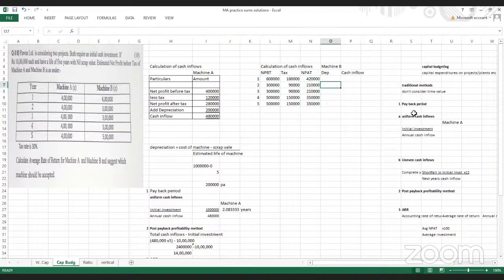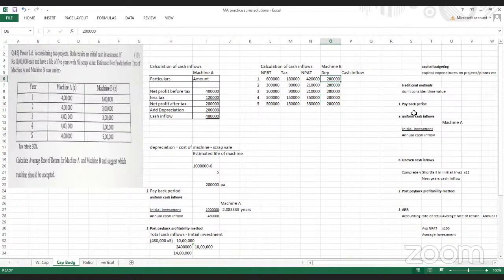Clear? Now depreciation calculation will be same because cost of both machines is 10 lakhs and life of both machines is 5 years. So depreciation will be same. Okay, so we need not do it again. So I'll write 2 lakh for all the 5 years. Understood now? Because cost of machine is same and life is also same, so depreciation will be also same.